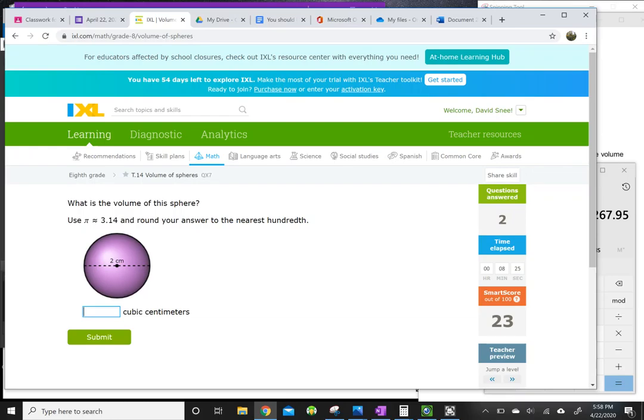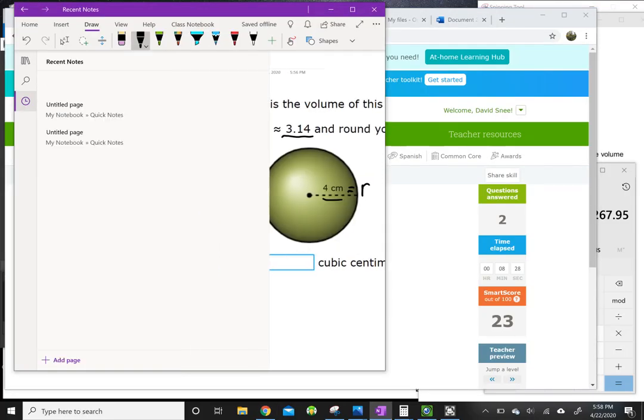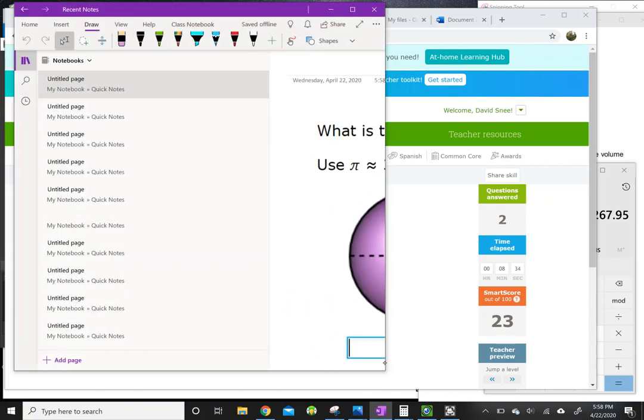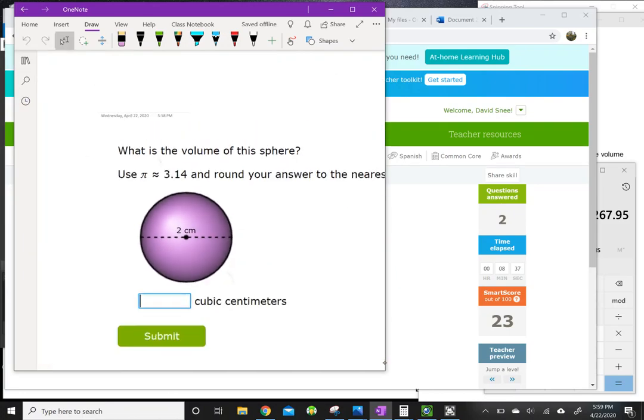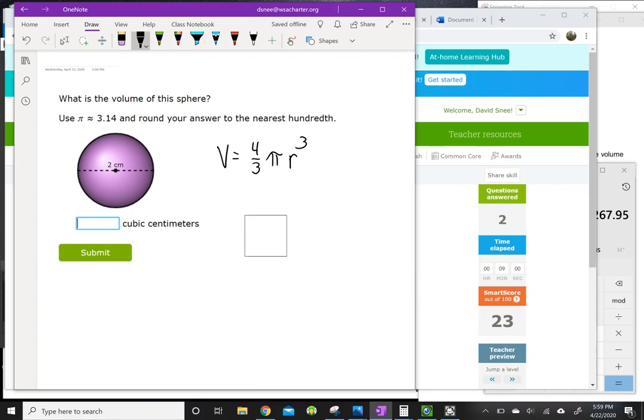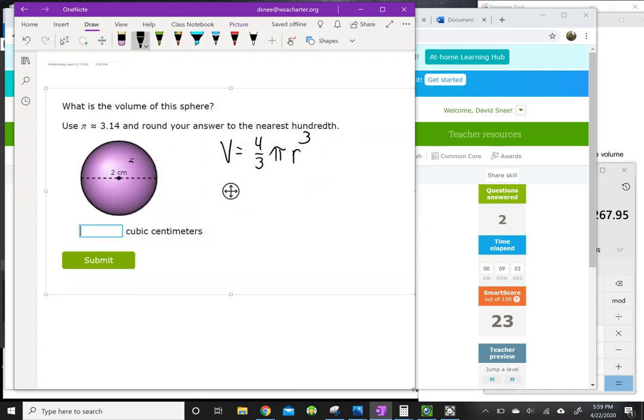Okay, so now the only difference with this problem, boys and girls, is that I'm not given the radius. Remember, boys and girls, pause this video as you need to. Work these out with me on paper. Draw the sphere and fill in all the information you have. We know that volume equals 4/3 pi r to the third power, and we know that 2 is equal to the diameter. That is not the radius.